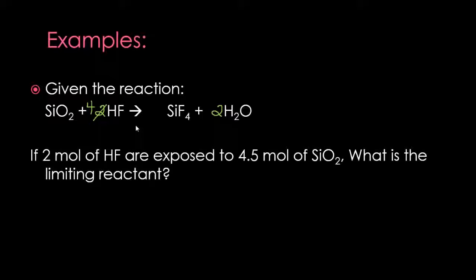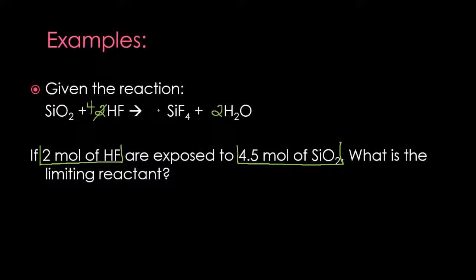So you can see we have two numbers here that are given. I've got 2 moles of HF and I have 4.5 moles of SiO2. If we have two givens, there's a good chance they could be a limiting reactant problem, which of course these are, because this is what we're talking about.